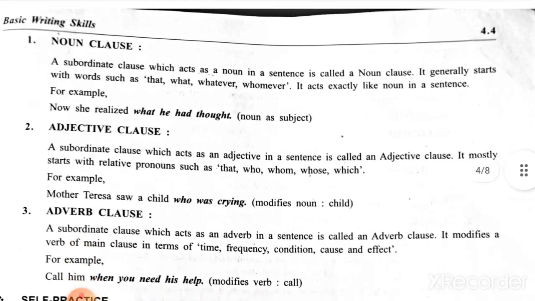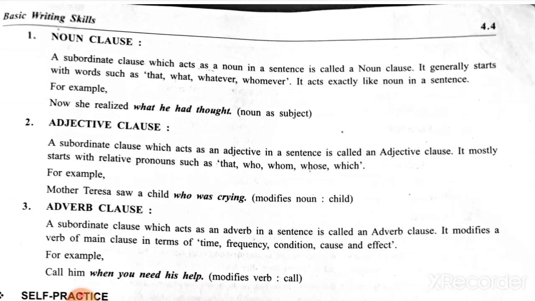In adjective, what happens? Subordinate clause which acts as an adjective in a sentence is called an adjective clause. It mostly starts with relative pronouns such as that, who, whom, whose, which. Okay, so all these pronouns are placed in it. Okay, so from there the adjective clause starts. Mother Teresa saw a child who was crying. So who was crying, okay, that becomes your adjective clause.